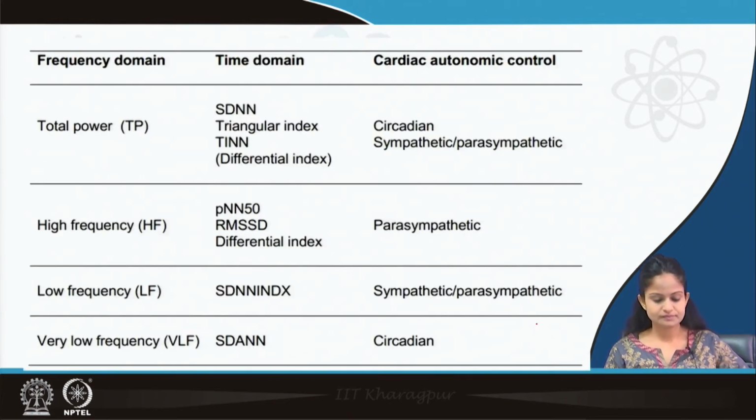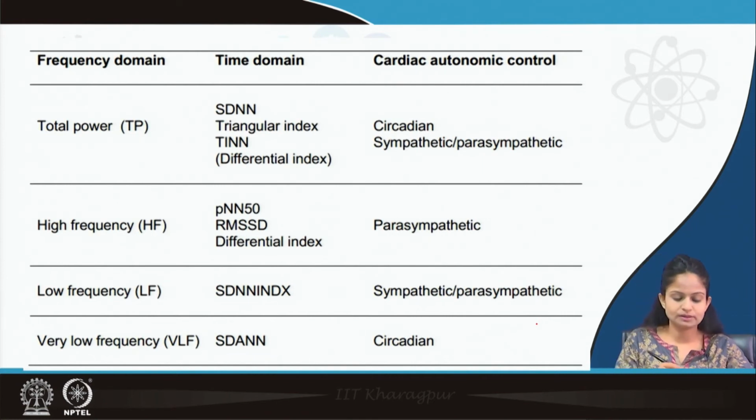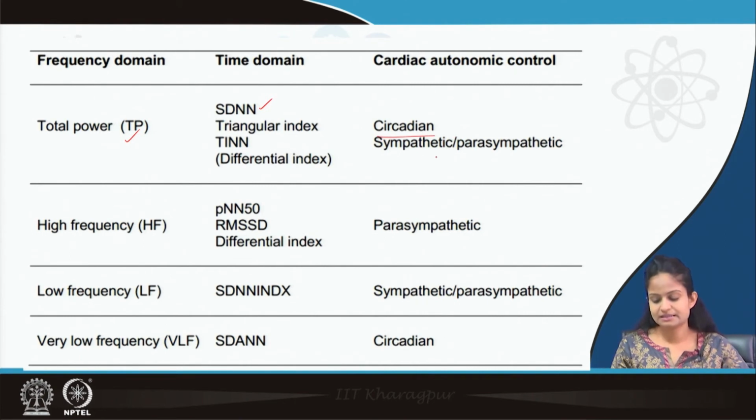Now the correlation of the frequency domain and the time domain with respect to cardiac autonomic control. So total power, this I had already told you, usually coincides with the SDNN of time domain, and this usually reflects the total autonomic activity, that is circadian as well as sympathetic and parasympathetic activity. Now this TIN or triangular index is the geometrical analysis which is very complex and which is usually obtained from the histogram plots of all the RR intervals, and this HRV triangular index is meant for long term recording of HRV. Higher frequency and NN50, RMSSD, this is mainly for the parasympathetic or vagally mediated actions.